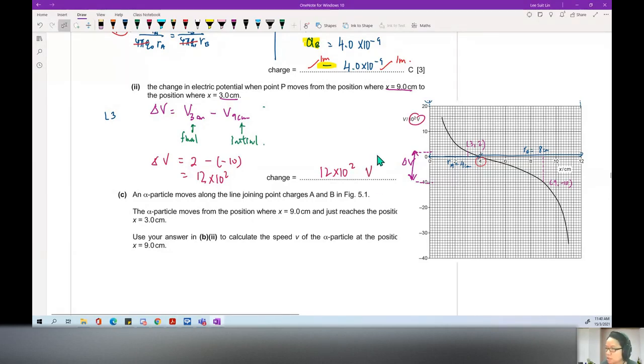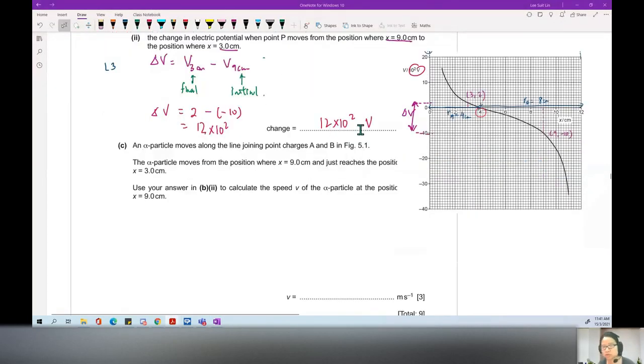Volt. I think the unit is there, but in case it's not, you write your own unit. Okay, so this part will help you answer the second part. 12, yeah. You don't want to write 12 times 10 to the power of 2, you can write 1200. No problem, it's just 1 mark.